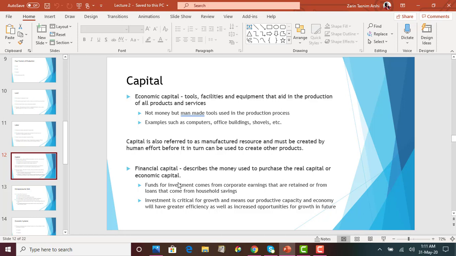So that is economic capital. It also includes facilities. Let's say we are leasing a factory space in order to produce clothes. That space will be considered economic capital. So basically, economic capital refers to any type of furniture, equipment, machine, tools, facilities needed to produce goods and services.